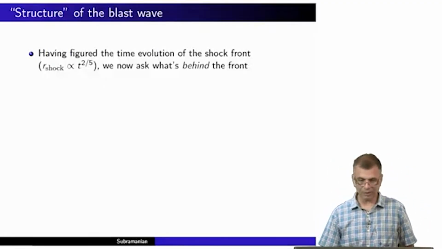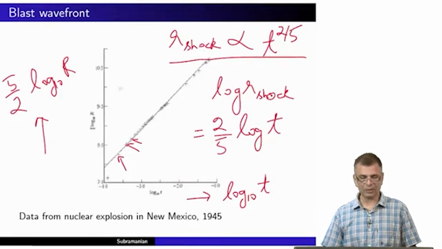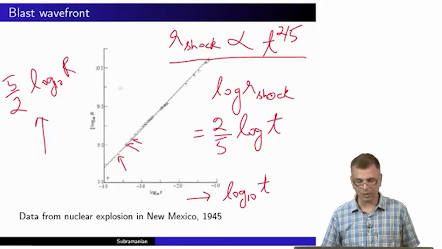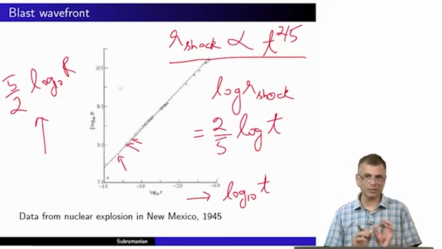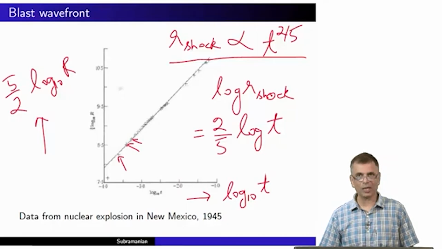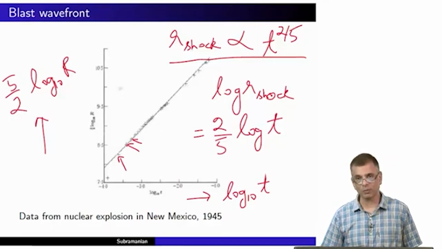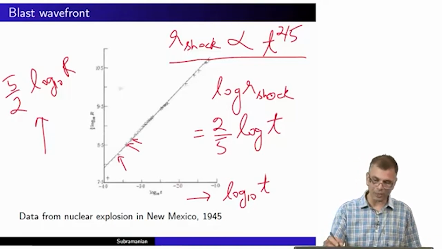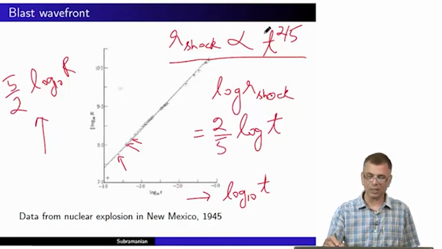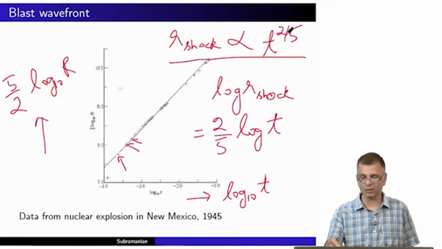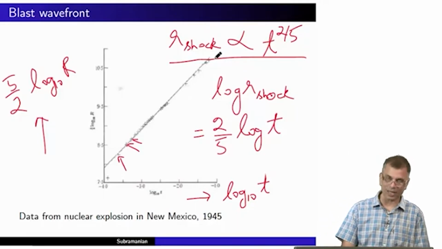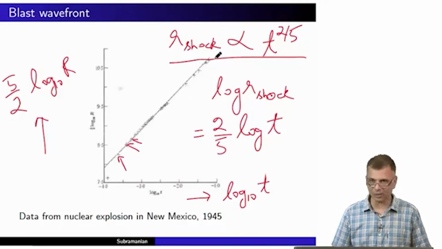So this plot that we saw is an amazing confirmation of the fact that we have the essential physics of a blast wave shock propagation correct. The expectation of the theory, which is that R should be proportional to t raised to 2/5, which is represented by this line, is amazingly consistent with the data.